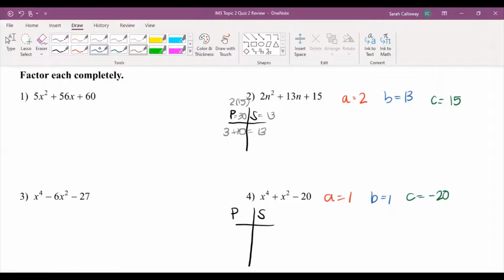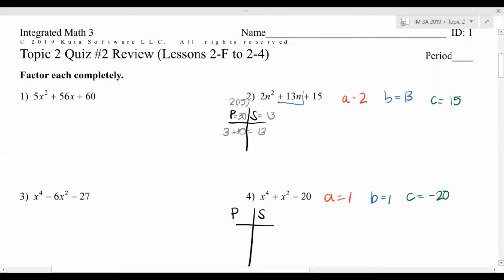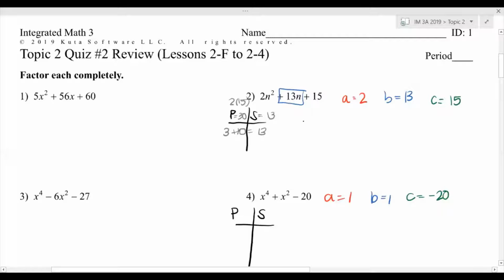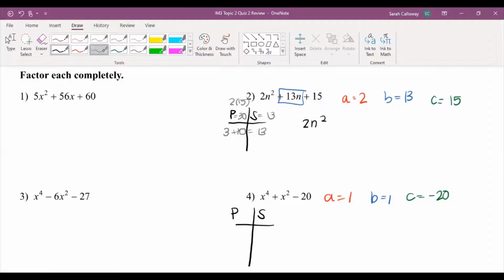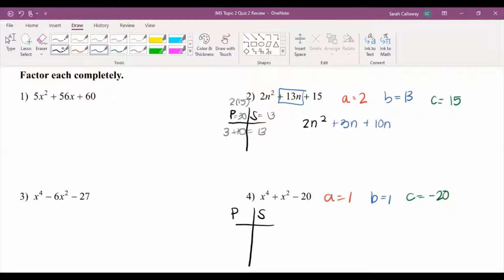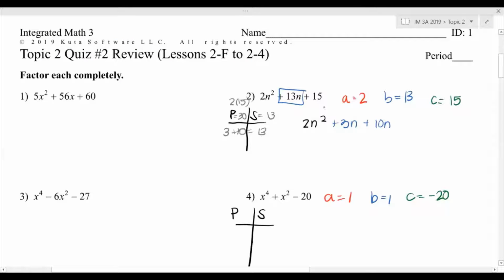Remember that I'm finding those numbers so that I can split up the B term and use grouping to factor. So I'm going to rewrite the first term in the equation and then use my 3 and 10 to split up the 13. So I've got 2n squared, and then I'm going to use 3n and 10n, both positive, instead of 13n, so that I can factor by grouping. And then my constant term is plus 15.